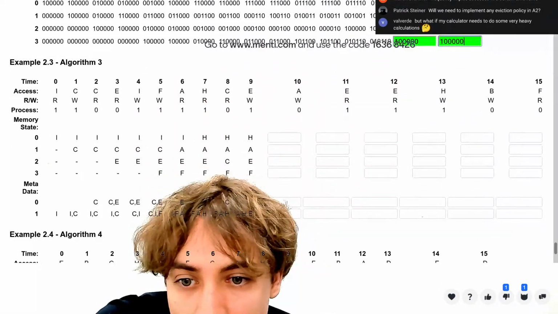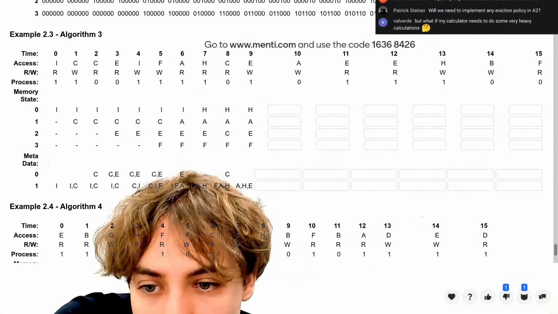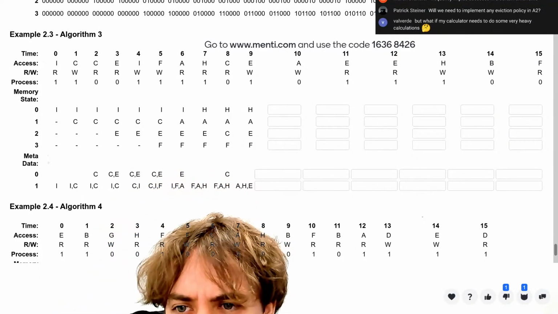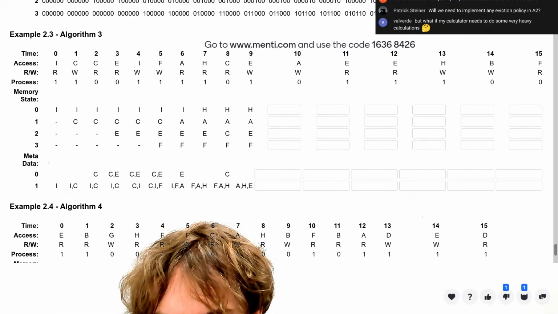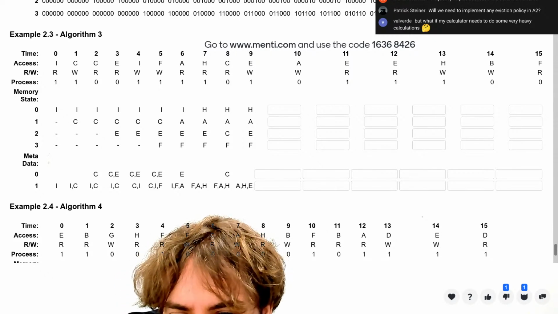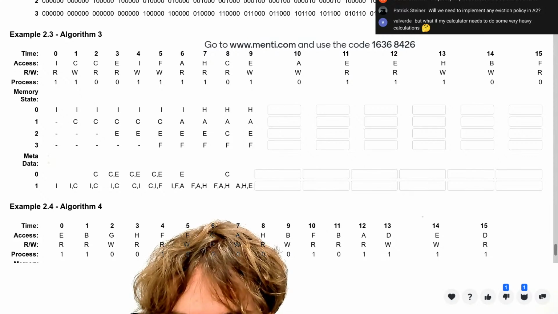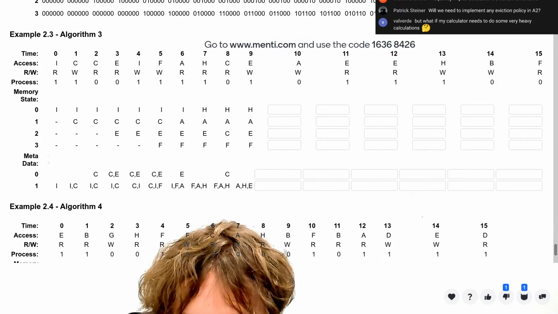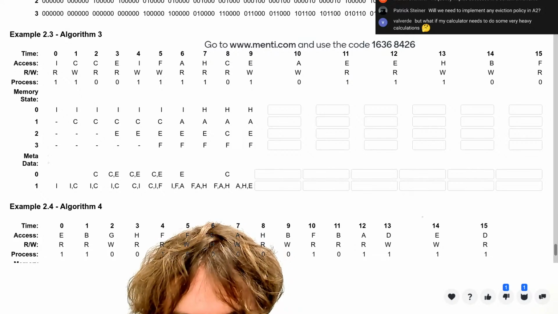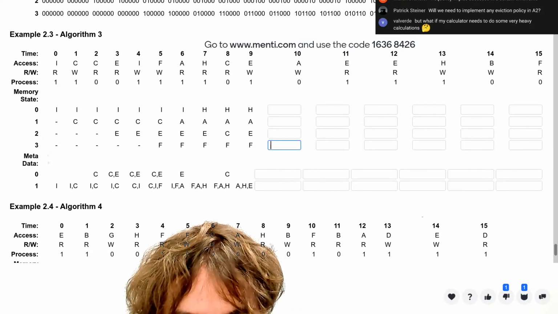So we are at algorithm 4 now. This looks like metadata. It looks like working set to me because it has these two processes, 0 and 1, something like that, and collects pages there. So we have to check which page is not in a working set. F is not in a working set.